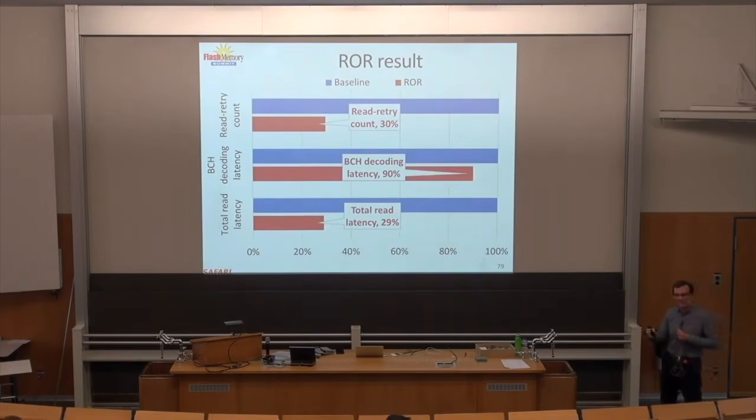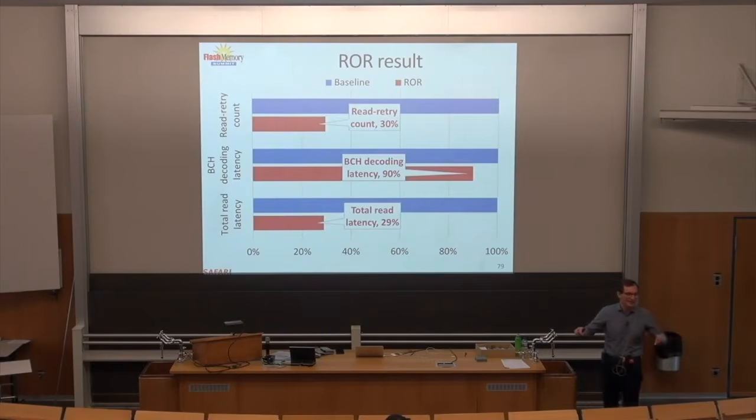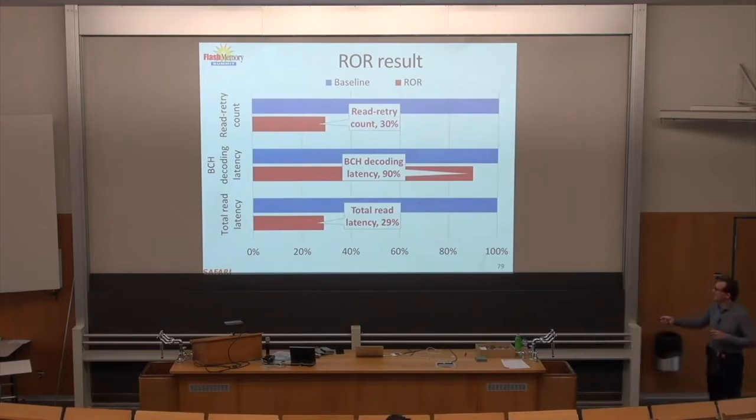Read retry means, what does it mean? You read a page. If you want to read it with a separate set of read reference voltages, you read it again. It's basically doubling your latency if you do it twice. Basically, it's linear with the number of times you retry. That's why this reduction is very large. It's a 70% reduction over here. This is normalized. And this is also a 70% reduction in the read retry count.